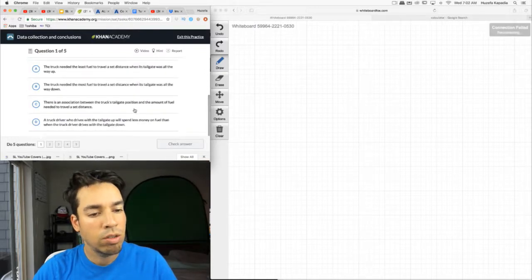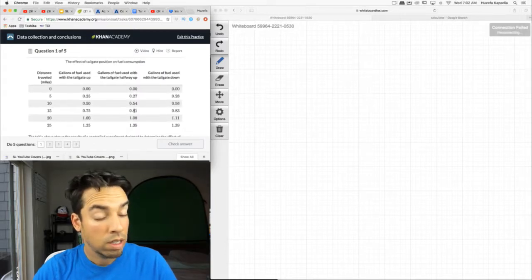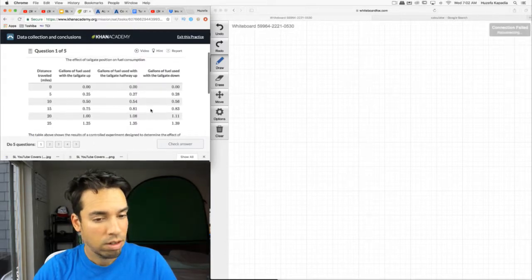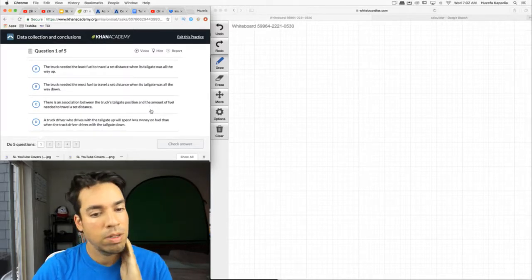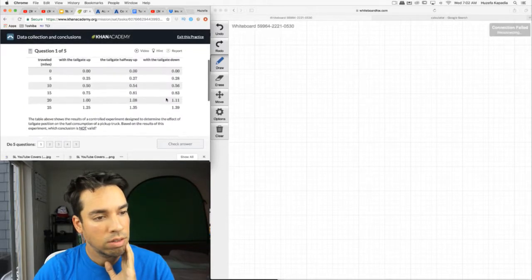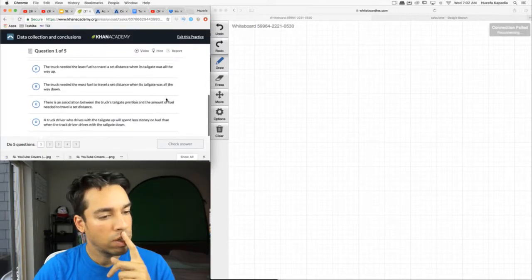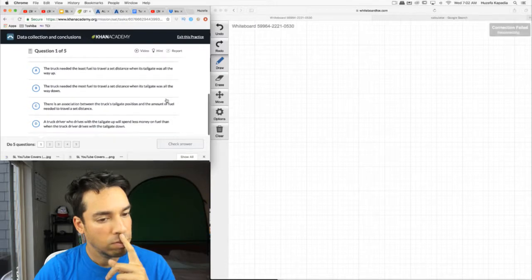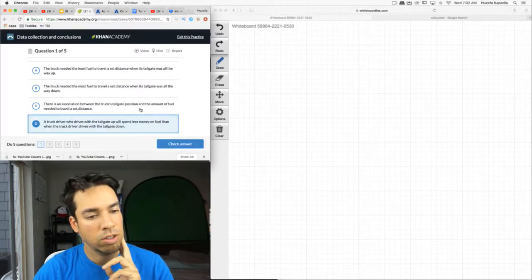There is an association between the truck's tailgate position and the amount of fuel needed to travel a set distance. It looks like that's the case. A truck driver who drives with the tailgate up will spend less money on fuel than when the truck driver drives with the tailgate down. That's the one that's fishy to me. I'm feeling like this is my answer.